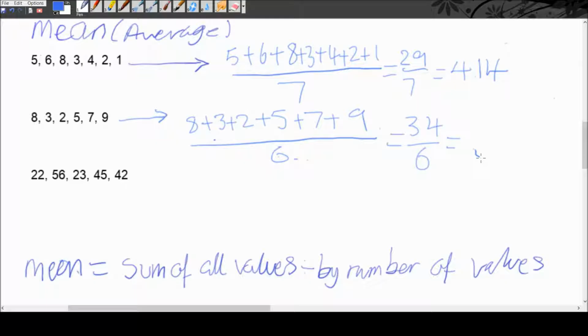And it's around, we've got it as 5.6 recurring, okay? So it just goes on.